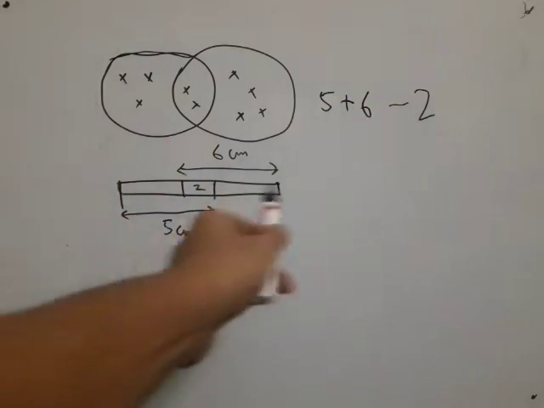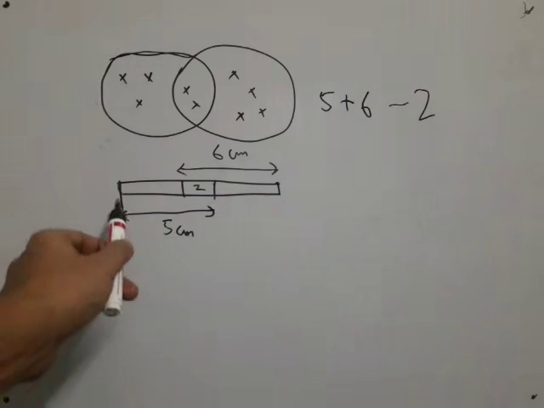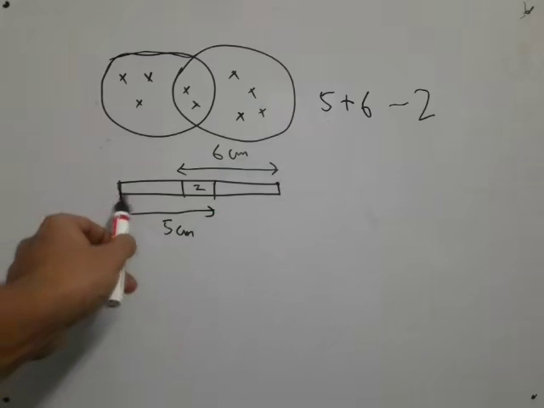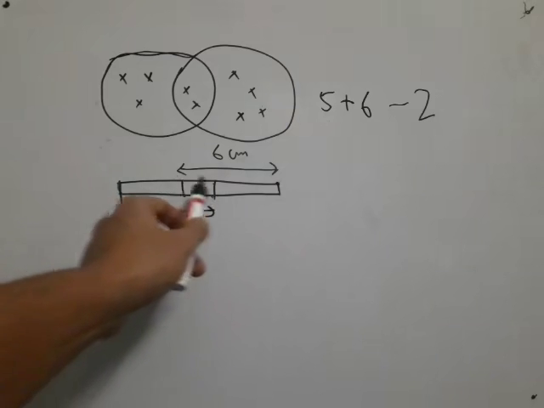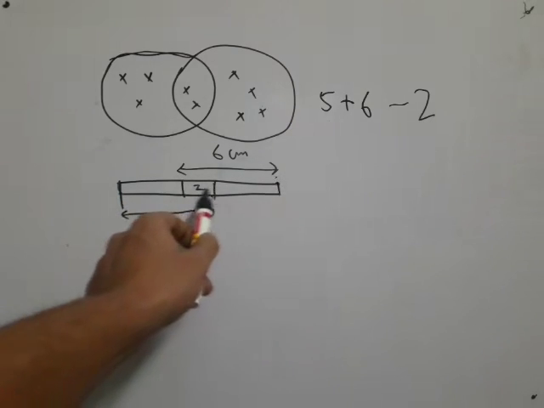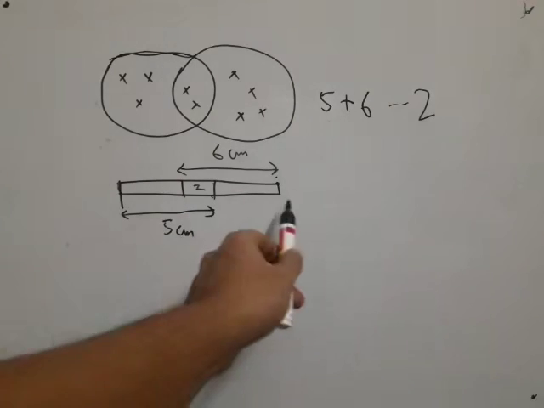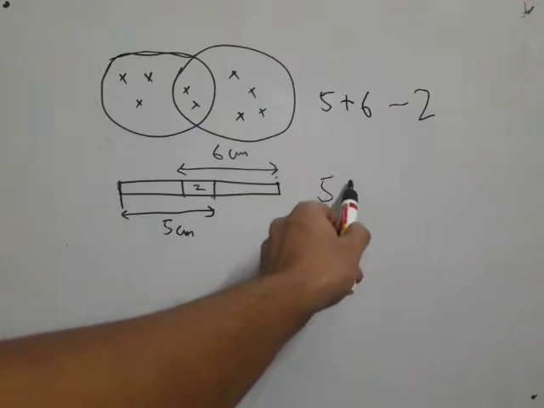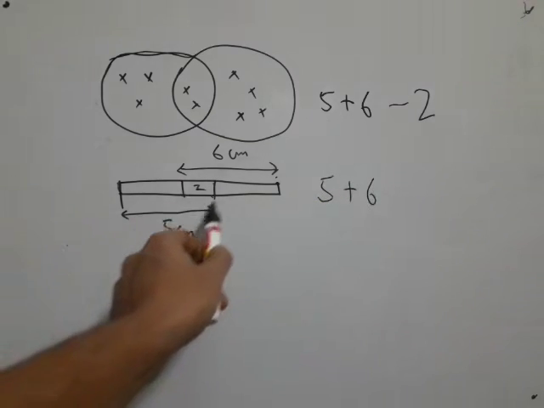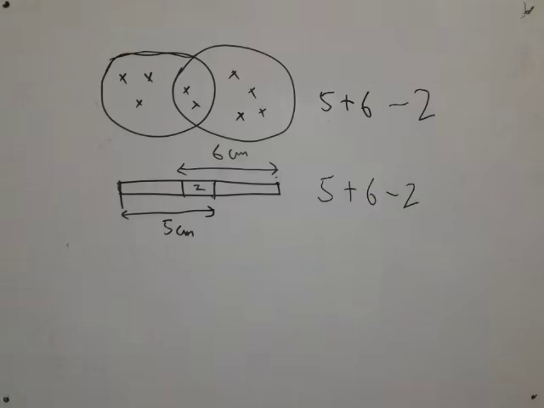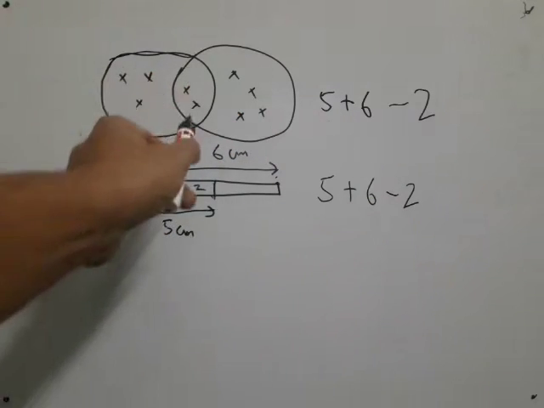Now let's look at lengths. Again the same story. I have this long stick. From here to here it is 5 centimeters. From here to here it is 6 centimeters. There is some overlap which is 2 centimeters long. So what is the total length? Again the same story, 5 plus 6, but because of the overlap, I subtract the 2. And similarly, you can think of an example like this in case of area. So this is also another way of measuring it.